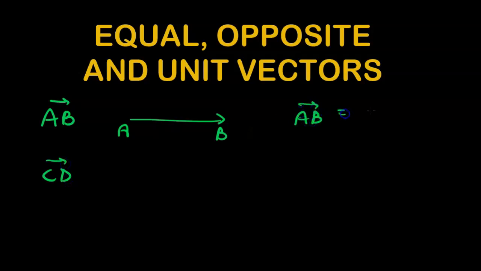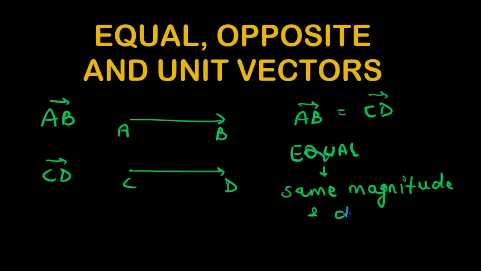Hi guys, in this video we'll be talking about equal, opposite and unit vectors. As we now understand what vectors are, if we draw vector AB, this is how it looks. And let's say we have another vector CD and we are given vector AB is equal to vector CD. That means they have the exact same direction and exact same magnitude. So when two vectors have the same magnitude and direction, they are called equal vectors. Equal vectors are also called parallel vectors.